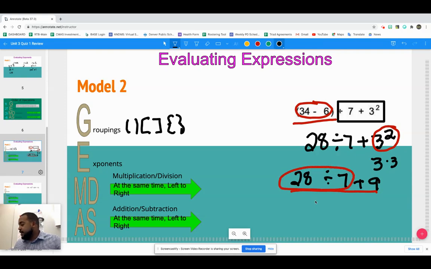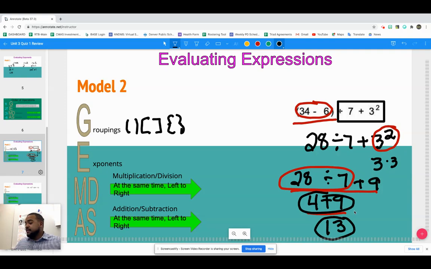Figured out 28 divided by 7 is 4. So now I have 4 plus 9 as the last thing. And at this point, you should realize that this is the only thing you need to do. You go ahead and do your math. But I want to go back to my order of operations and make sure that that's the only thing I have to do. Do I see any groupings in this expression? 4 plus 9? No. Any exponents? I do not. Multiplication, division? Nope. Addition, subtraction? Yes. I want to do that. Circle it. 4 plus 9 is 13. There is my final answer, 13.